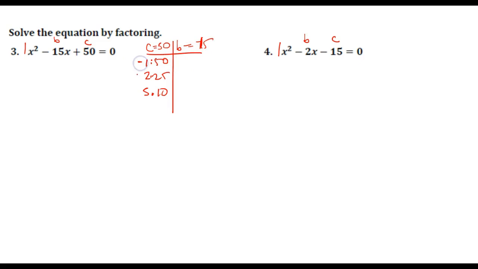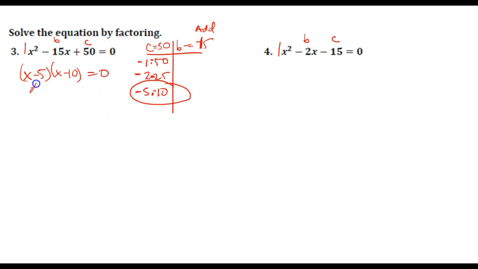So I'm going to make them both negative and see which ones work out to add to be a negative 15. And those would be which ones? This one, right? So that would be x minus 5 and x minus 10 equals 0.